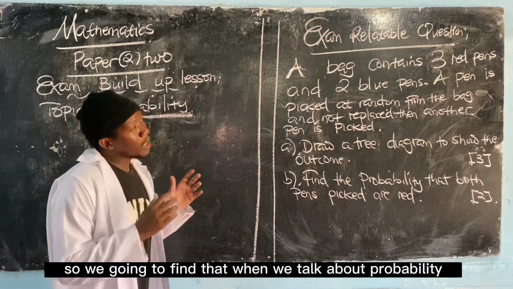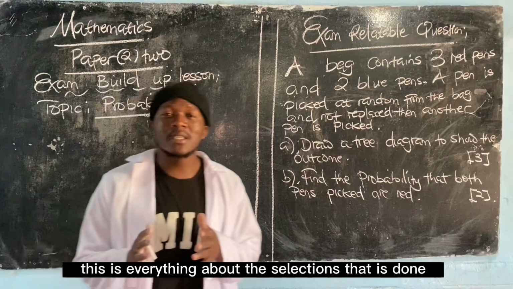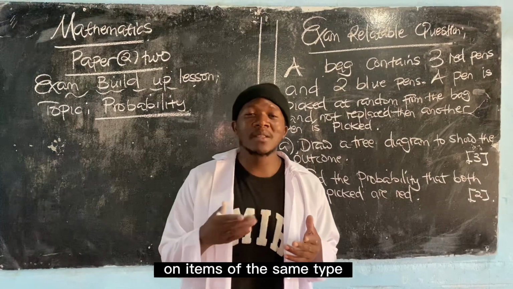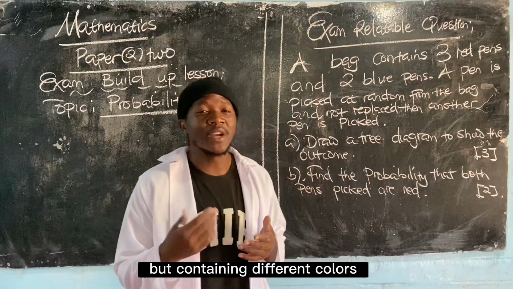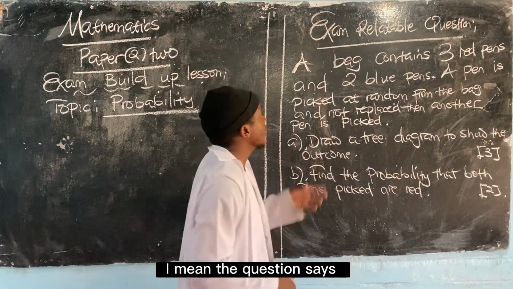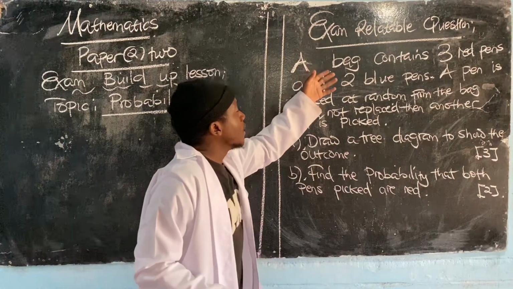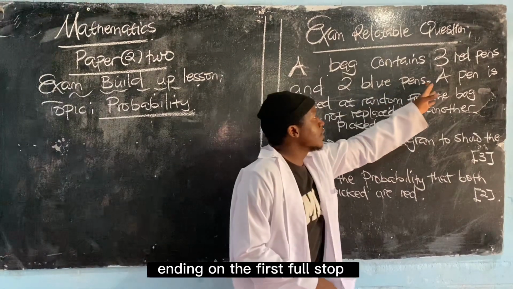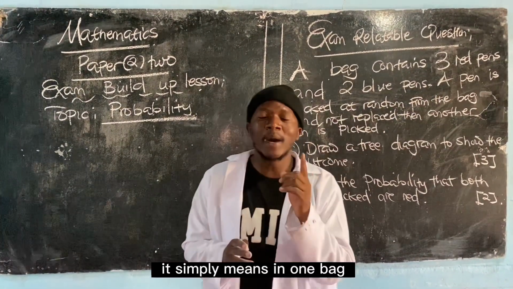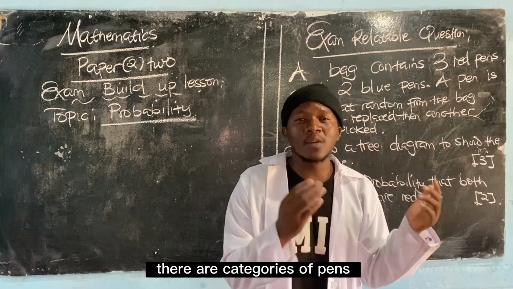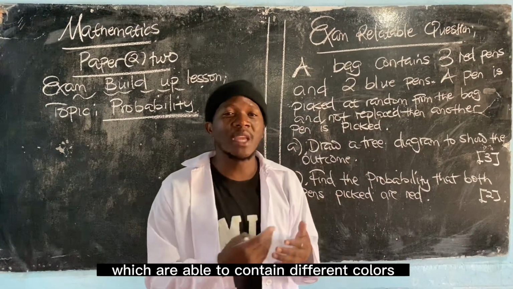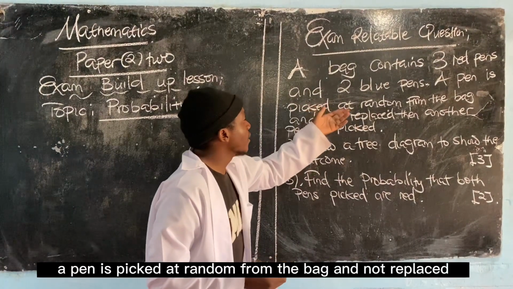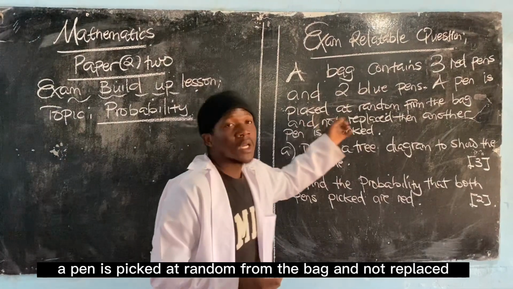So when we talk about probability, this is everything about the selections that are done on items of the same type but containing different colors. In such instances, the question says a bag contains 3 red pens and 2 blue pens. Ending on the first full stop, it simply means in one bag there are categories of pens which contain different colors. And it continues, a pen is picked at random from the bag and not replaced.